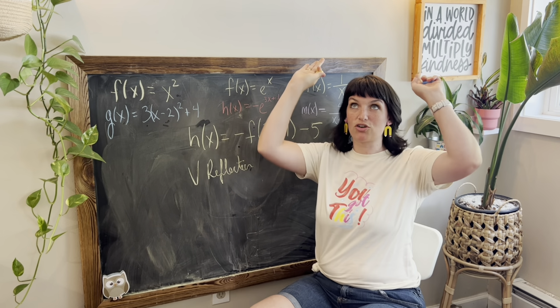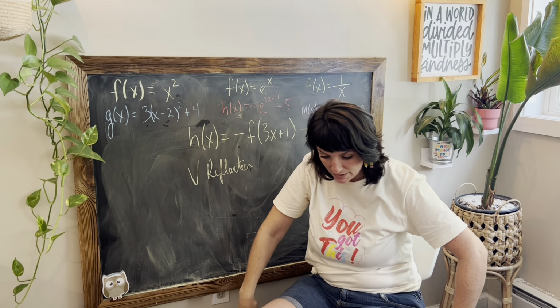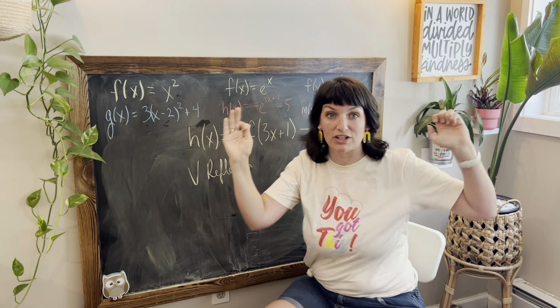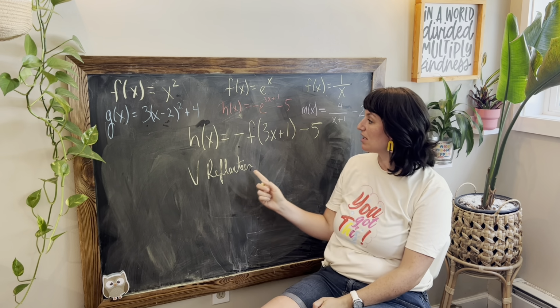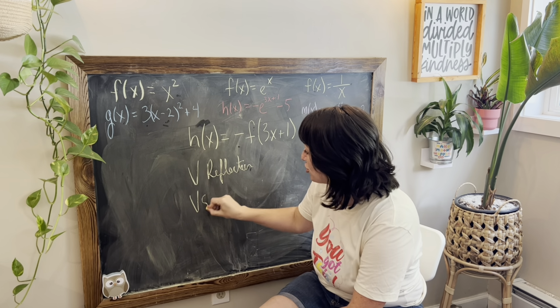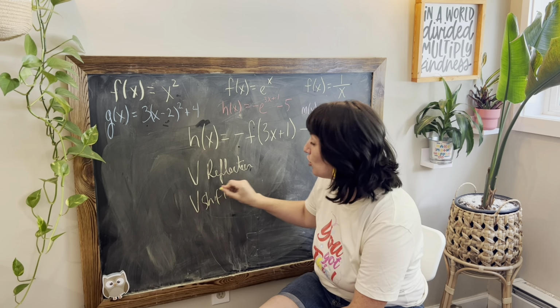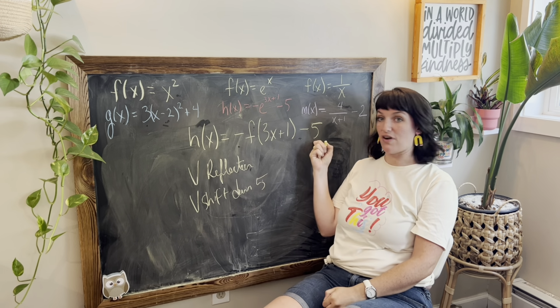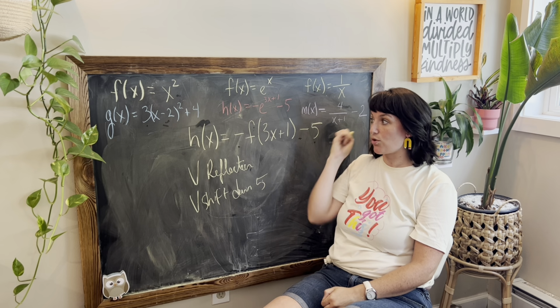Okay, now remember, a vertical reflection, reflect vertically, that's over the x-axis. A horizontal reflection would be over the y-axis. Then shift up and down by the k, so then we say vertical shift, or translation, we're saying down 5.